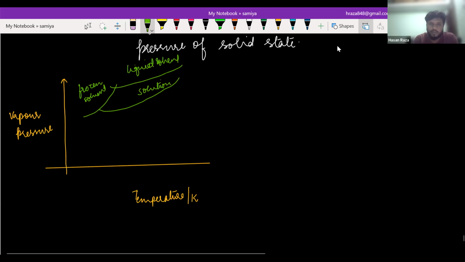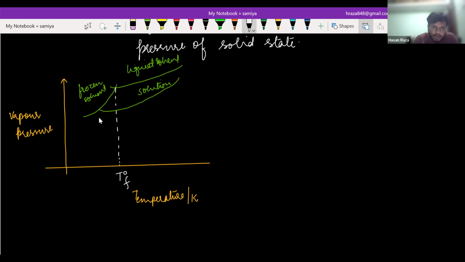What I have plotted is this is the temperature for the freezing point of pure solvent, T naught F. And this is the temperature at which solution is freezing. You can see the solution's freezing point is lower than the pure solvent freezing point. This is the graph. Now see this, the difference between this is called delta TF, and experimentally we found delta TF is basically pure solvent freezing point minus solution freezing point.